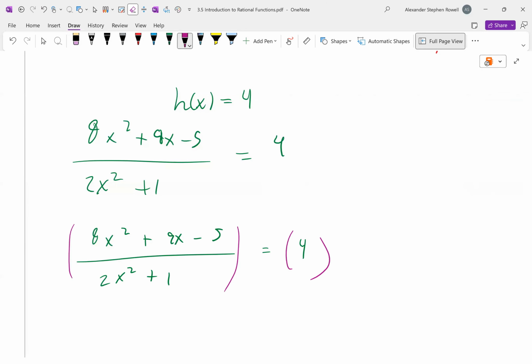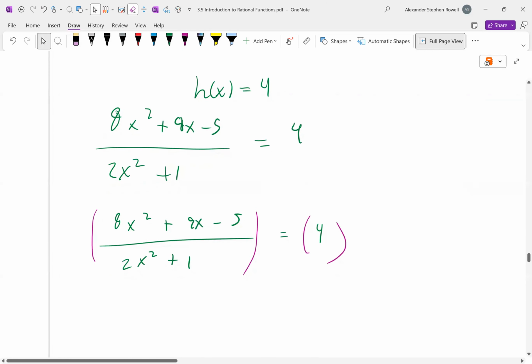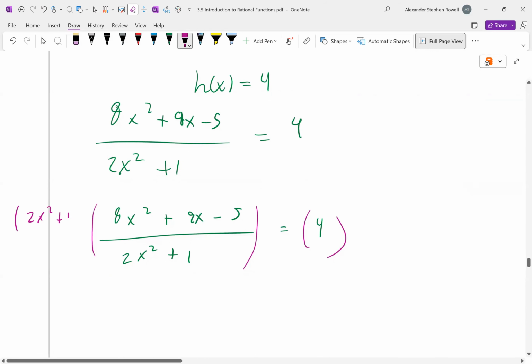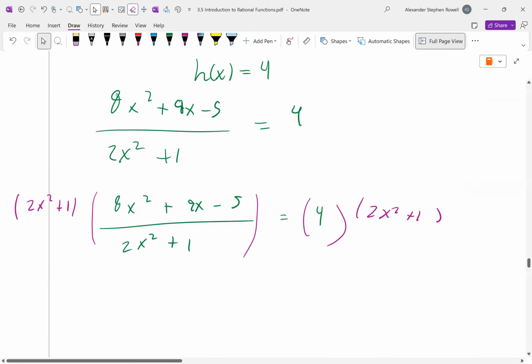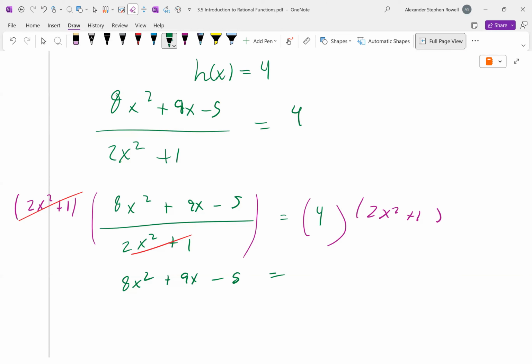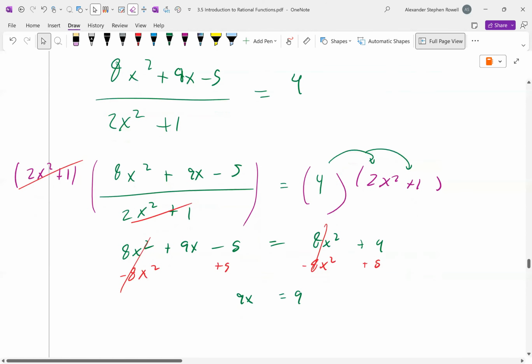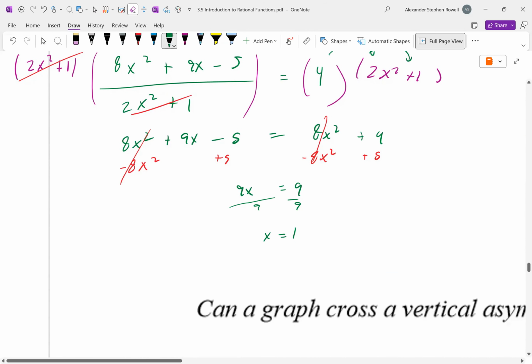Okay, what's the first step in solving these? You need to get rid of fractions. How do I get rid of fractions? Multiply top and bottom by 2x squared plus 1. And hey, look at that, these cancel. No more fractions. 8x squared plus 9x minus 5 is equal to, let's distribute the 4, 4 times 2x squared plus 4. Let's subtract 8x squared. That's nice. Let's add 5. 9x is equal to 9, so x equals 1.